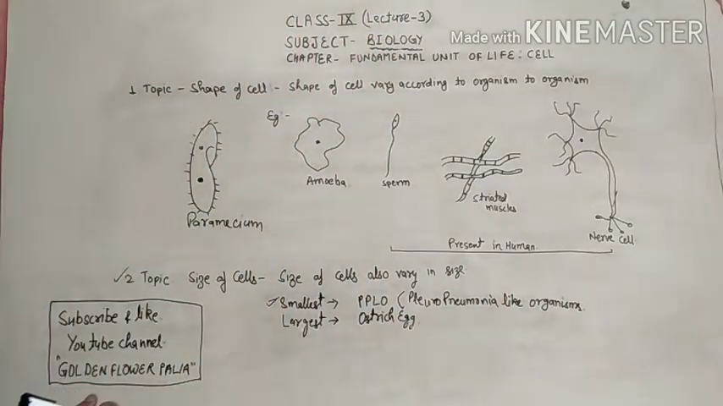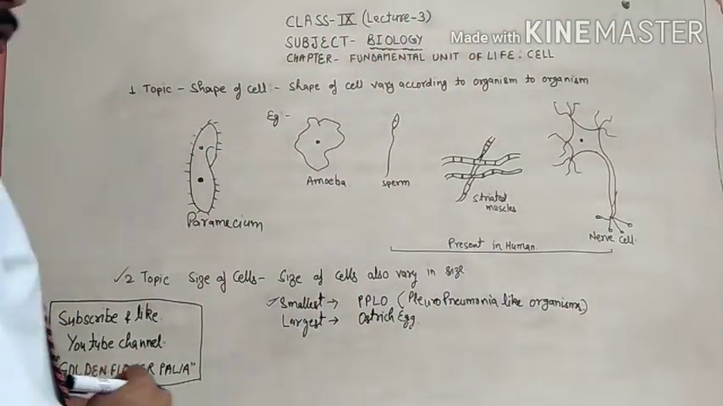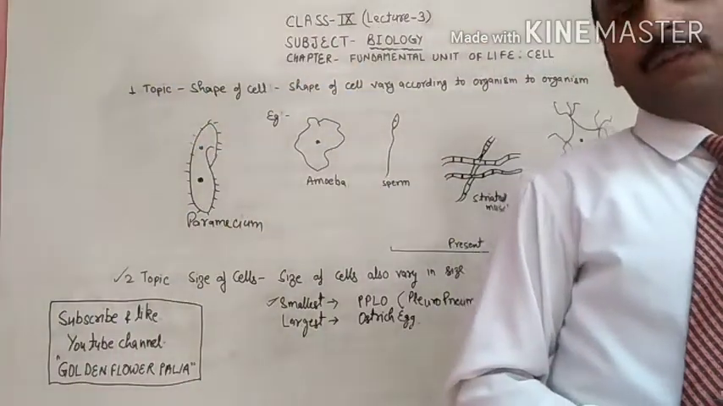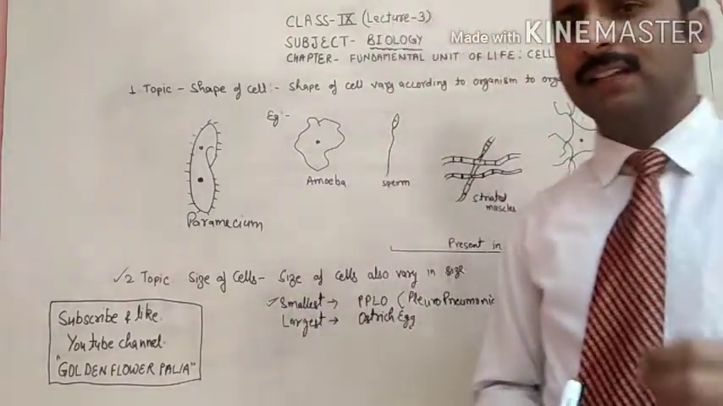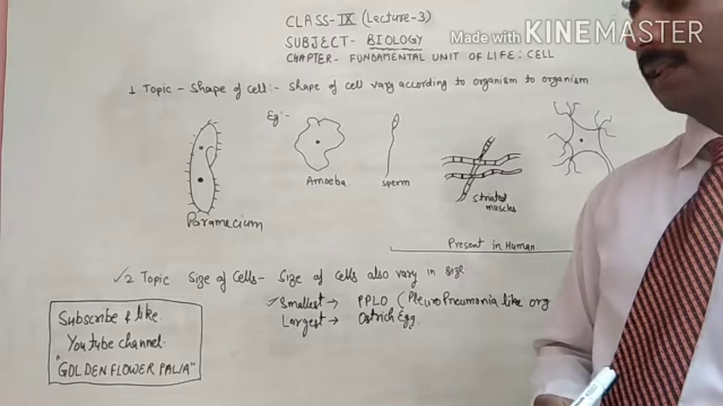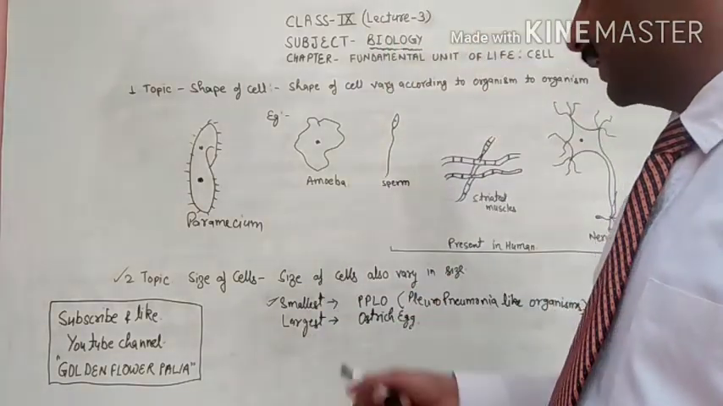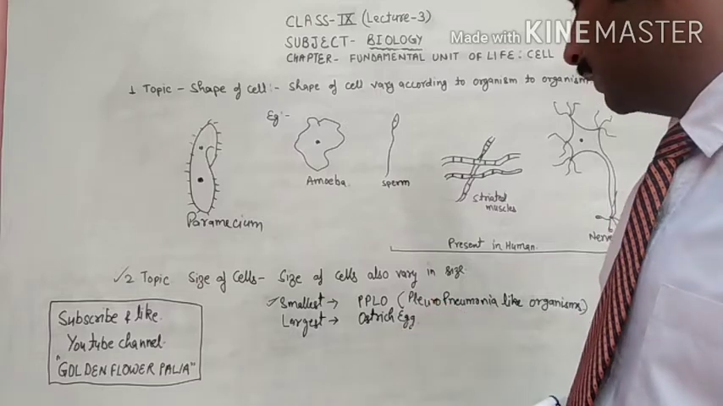Pleuropneumonia like organisms. What are these? This is a kind of mycoplasma. If anyone asks you what is the smallest cell of the world, you can give the answer very easily: the smallest cell of the world is PPLO, pleuropneumonia like organism.